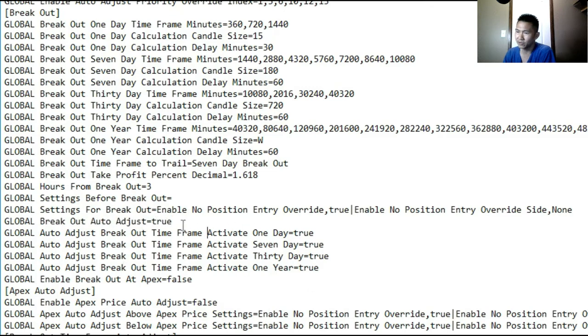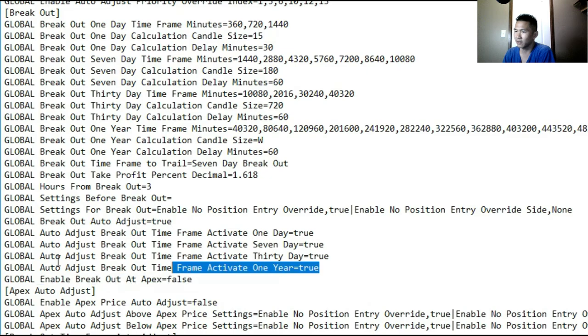If you set that to true and say you want to look at the 1 day, 30 day, and 7 day, but you don't care about the 1 day because they're just false breakouts, you can set that one to false. It will only look at 7, 30, and 1 year. Then we'll talk about Apex auto adjust, what that's all about and how that works.